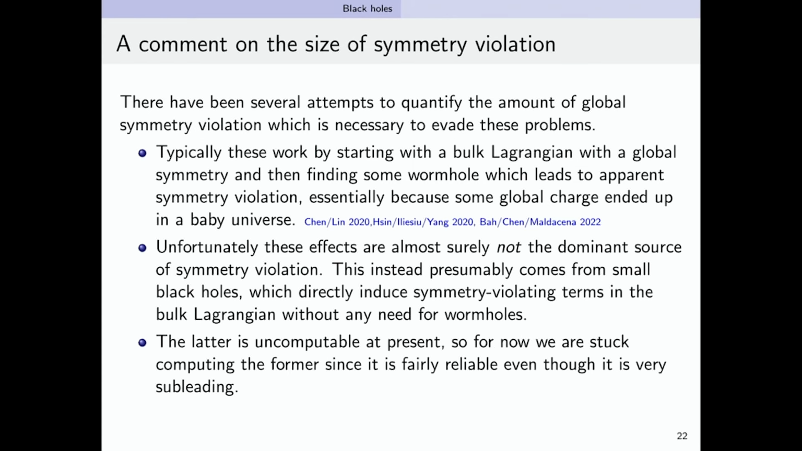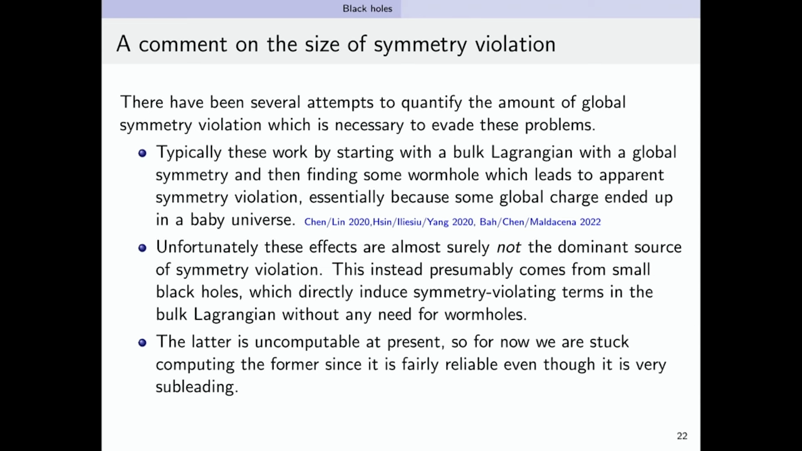Unfortunately, the latter effects are completely uncomputable as far as I can tell. I don't know how to compute a small black hole correction to scattering at the LHC. It would be great if we could do that. That would show us these terms, but I have no idea how to do it. One sec, Miguel. And so for now, we're stuck doing the former thing.